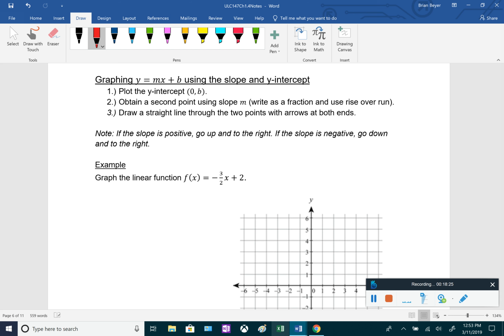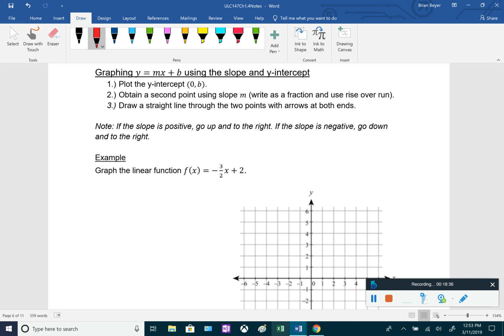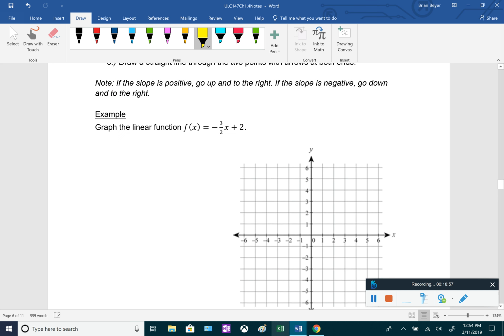So we're going to start at the y-intercept and either go up and to the right or go down and to the right. Once we have that second point, we have to draw a straight line through it with arrows at the end, and then we're done. So I made a little note underneath here. If the slope is positive, go up and to the right. If it's negative, go down and to the right. You could switch it up a little bit and do it the complete opposite, and it would still work. I just think it's nice to have it one set way that you're going to be doing this. So I'm going to be doing it this way each time.